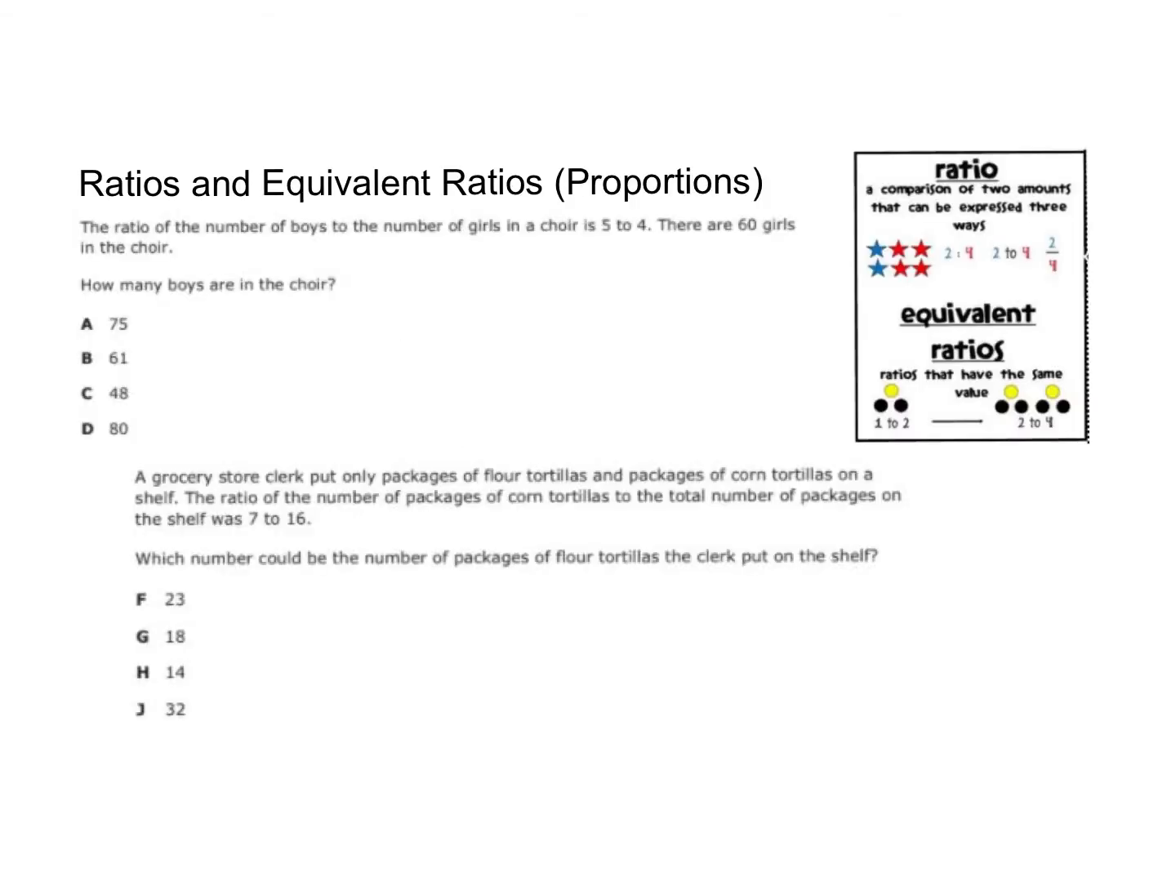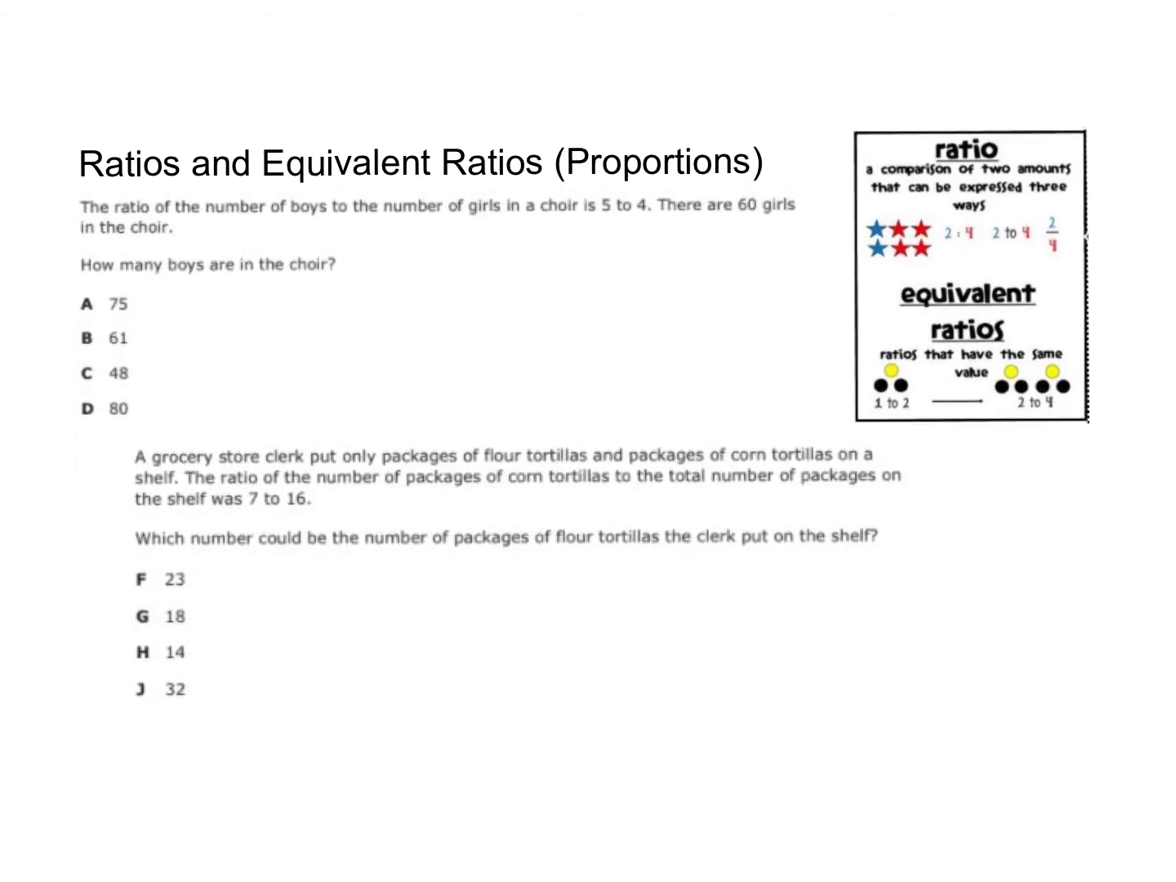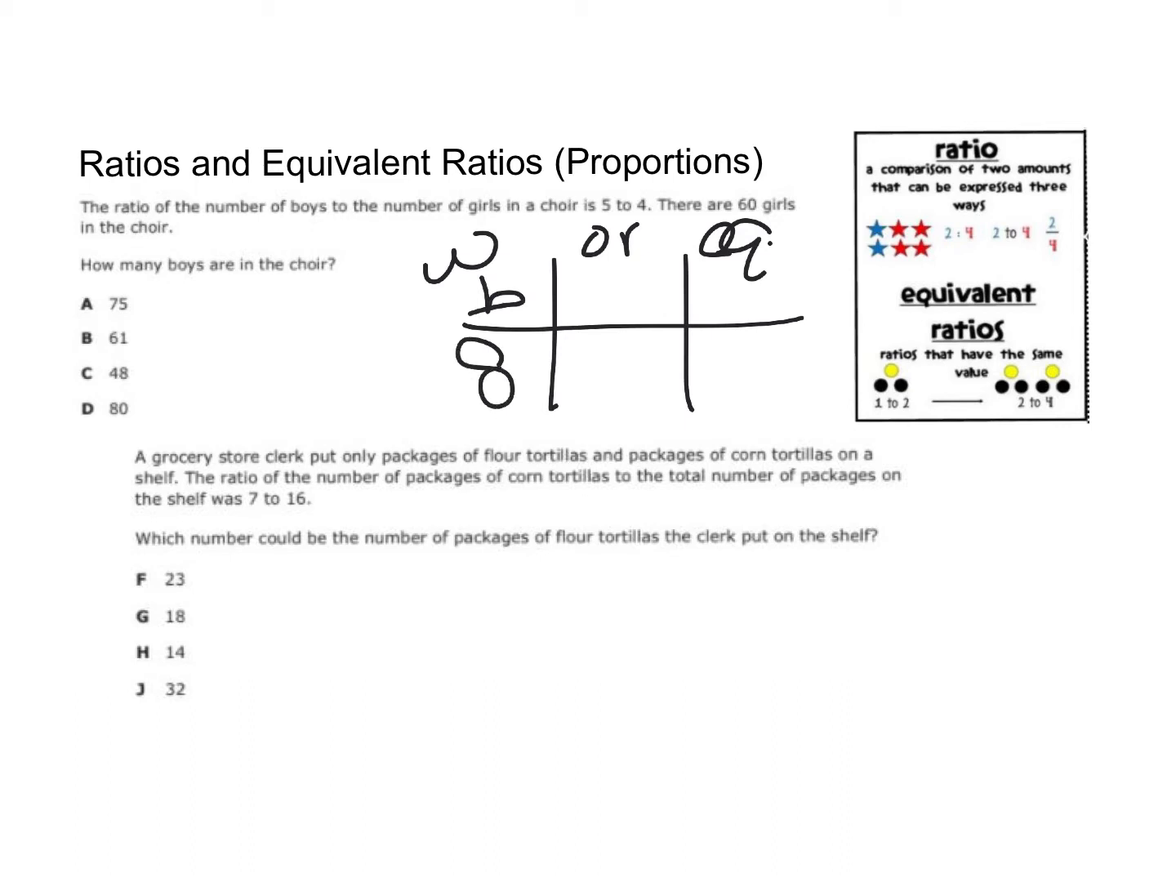Okay, so for here, whenever they're asking you to find another number, so they give you three numbers and they're asking you to find a third number, you're going to use the ratio table. So remember, your ratio table is the one that you have the words, then the original ratio, and then the equivalent ratio. So the words here would be boys to girls, and I just put B and G. The boys are 5, the girls are 4, and there are 60 girls in the choir.